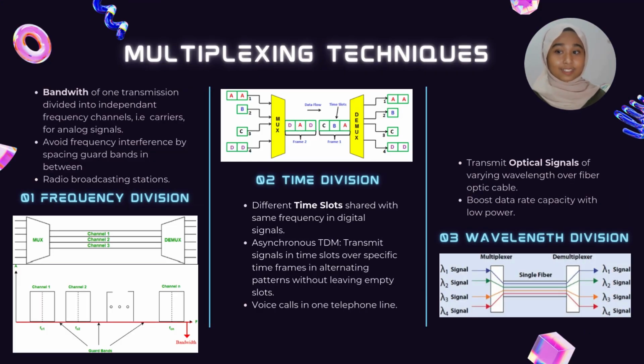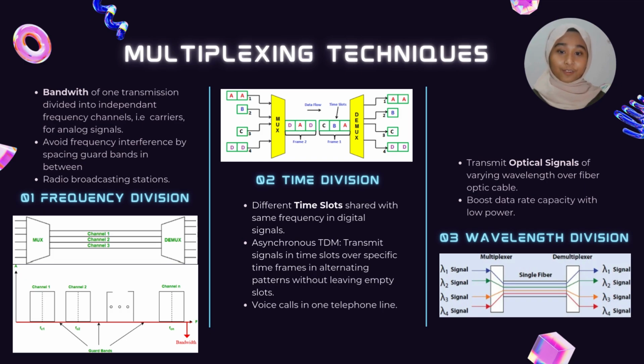One technique for this is called frequency division muxing that focuses on analog signal transmissions. The range of frequencies that we call bandwidth in one transmission is divided into smaller independent frequency channels in parallel called carriers. To avoid interference between these, the carriers are spread in between by guard bands to distinguish different data streams with little to no overlap.